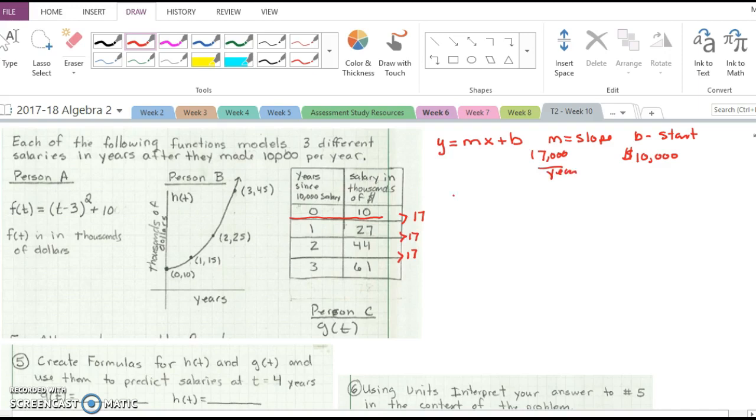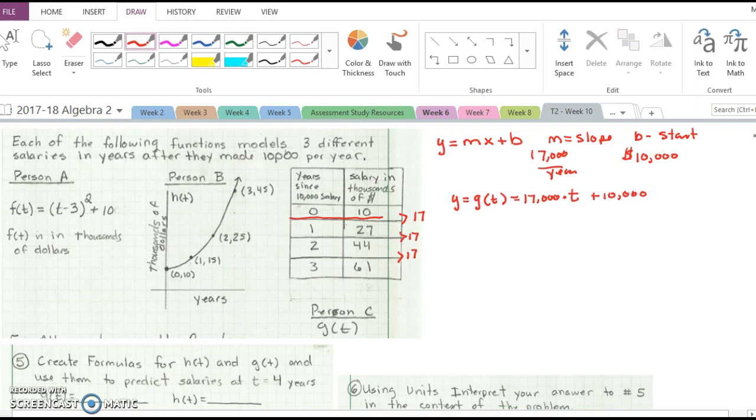So that leads me to y equals g of t equals $17,000 times t plus $10,000.